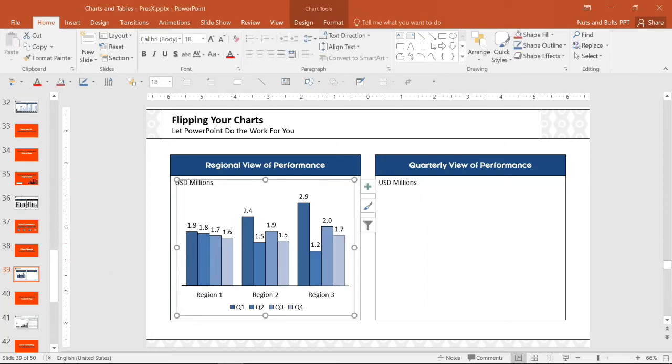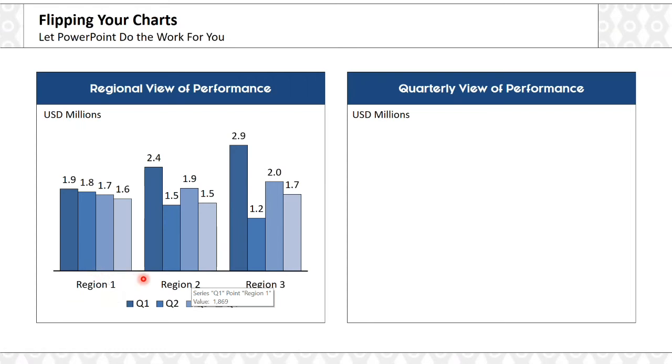Sometimes, so here I have some regions, 3 regions. This is completely all made up. I'll hit Shift F5 so you can see this. So I have 3 regions, and I have quarterly data. Well, if you have pivot tables in Excel, which most of us are big pivot table geeks, you get used to wanting to flip your data back and forth.